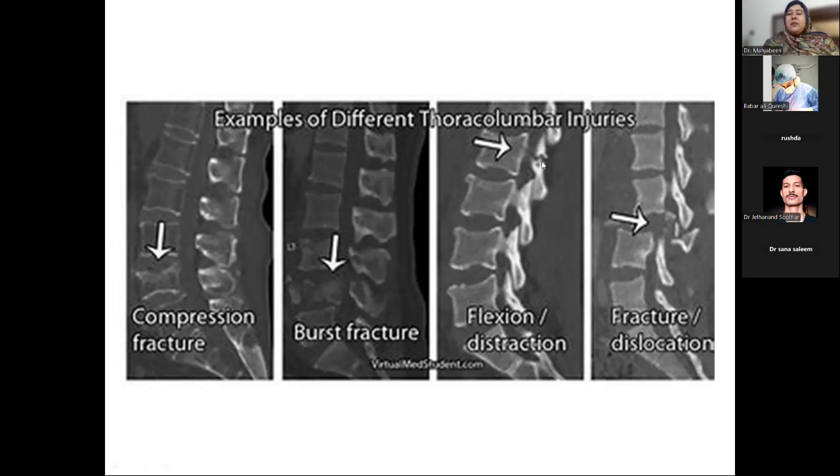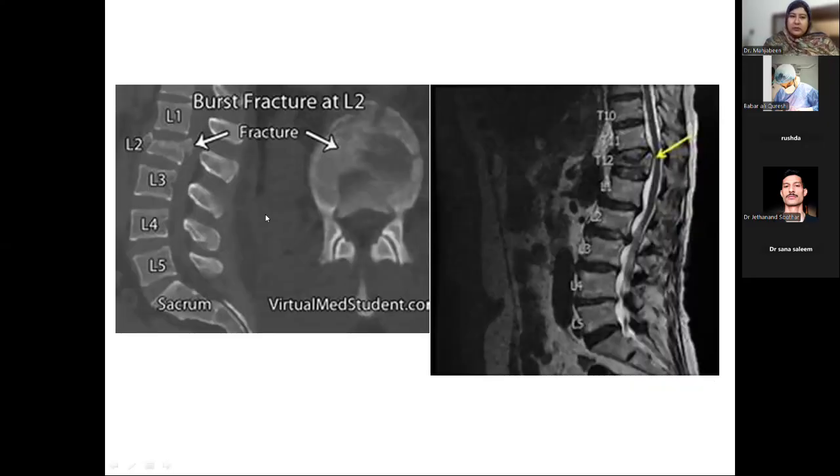Then the difference between flexion distraction and fracture dislocation is that here the alignment is at least normal, but here the alignment is lost because there is dislocation. There is fracture along with dislocation. Again, this is a burst fracture, right? We can see that the vertebral body is completely shattered into pieces. And this is the MRI. See how these vertebrae appear normal, and this one is completely burst.